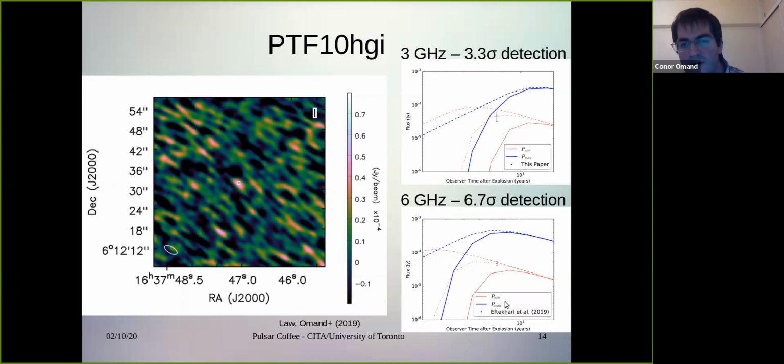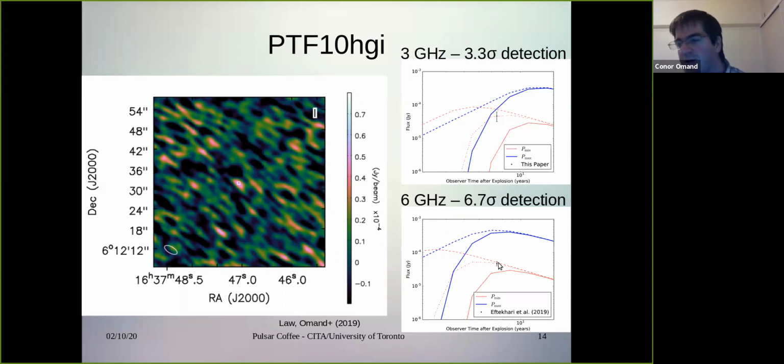You can see the models that I used, the Pmin, Pmax models. For 6 gigahertz, you can see that the Pmax models overestimate the flux by a lot, whereas at 3 gigahertz, they only slightly overestimate. So we know that this isn't a maximally spinning pulsar. It doesn't matter what the absorption is. But it is consistent with, or in between, the minimum and maximum absorption for Pmin.